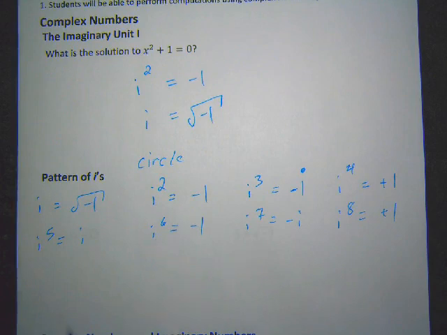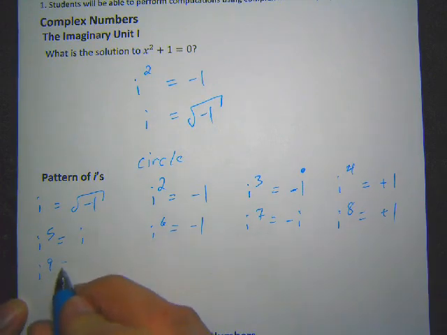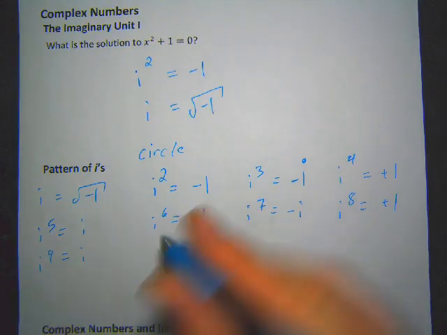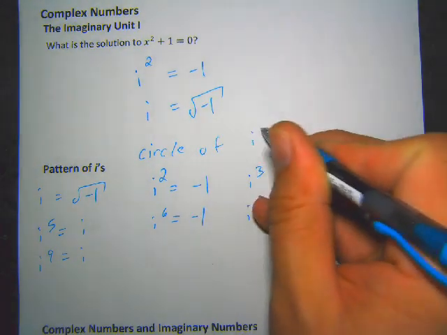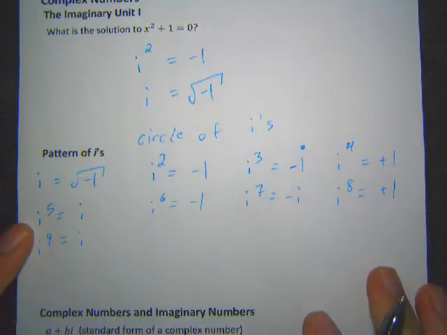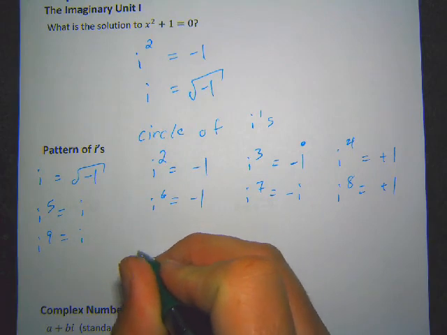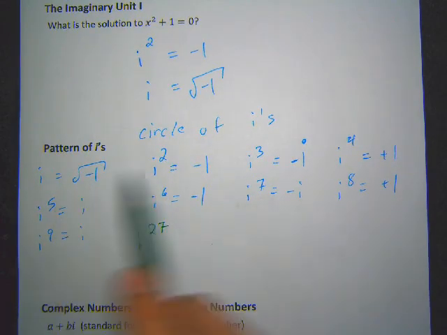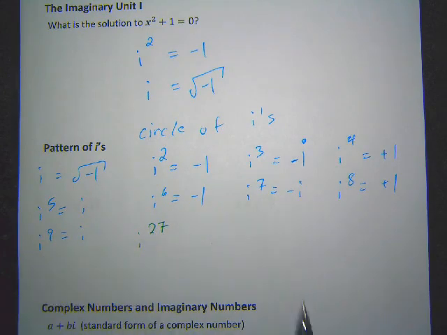So if we kept going, like I to the ninth, we'd be back again. 1 times I would give us another I. And we'd be back at the I again. Now, this circle of i's actually makes it so that we can calculate I to basically any power pretty easily. So I can pick a number like I to the 27th. And you could sit there and count out this pattern until you get to 27, but that's going to be a while and that's kind of painful.